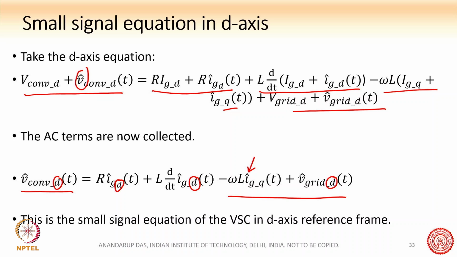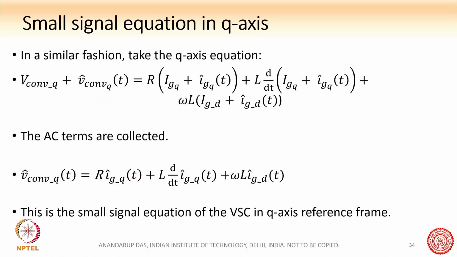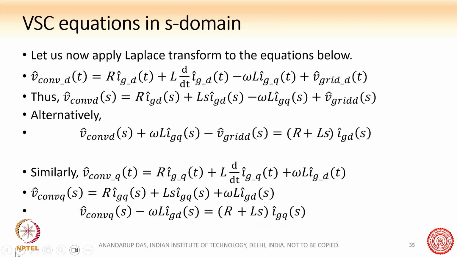So this is the small signal equation of the VSC in the D axis, and similarly we can do the same exercise and find out Vcon_q, like this. This is the small signal equation of the VSC in the Q axis reference frame. So we get the small signal model.